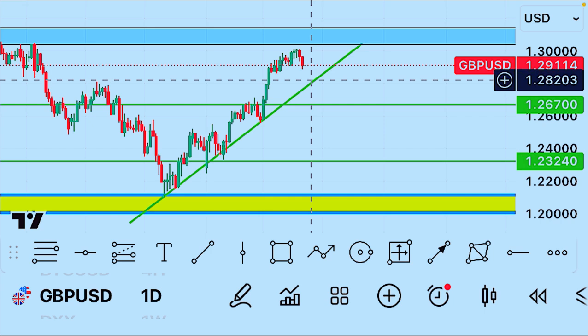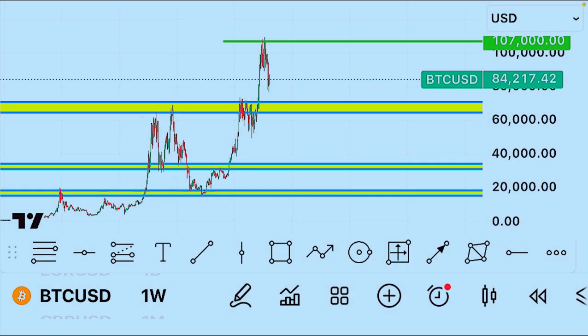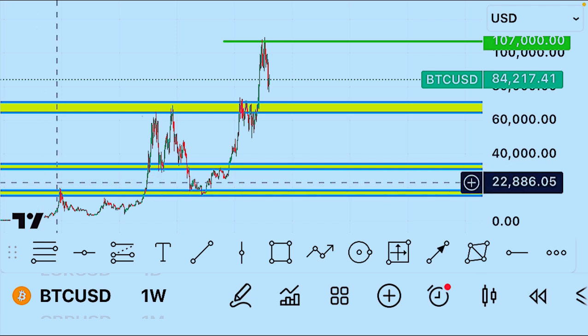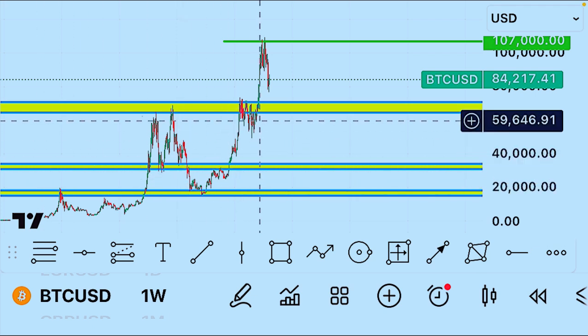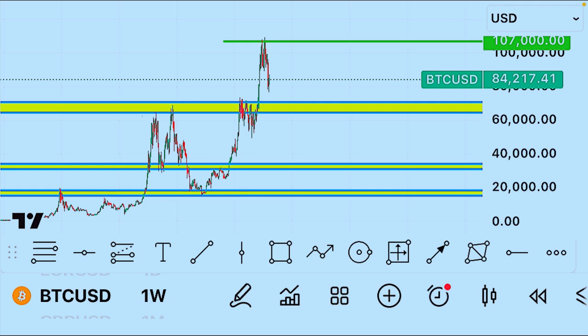All right, so now let's check out Bitcoin. What is happening with Bitcoin? This year, Bitcoin is going to give another all-time high, just like in 2024, last year, where Bitcoin gave us an all-time high of $107,000.